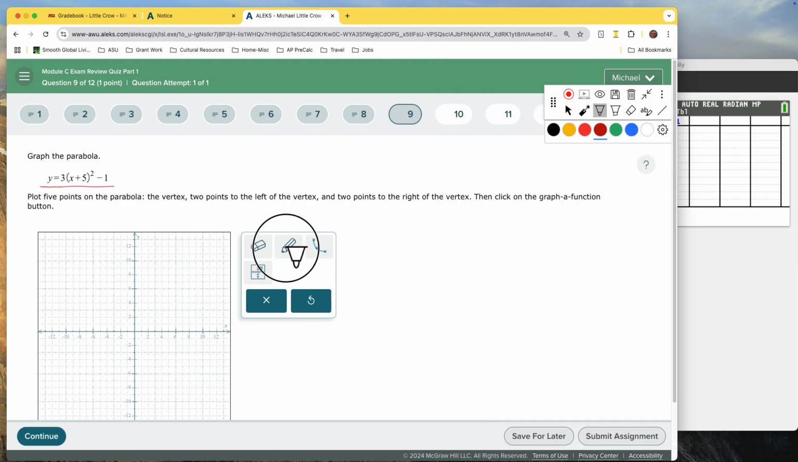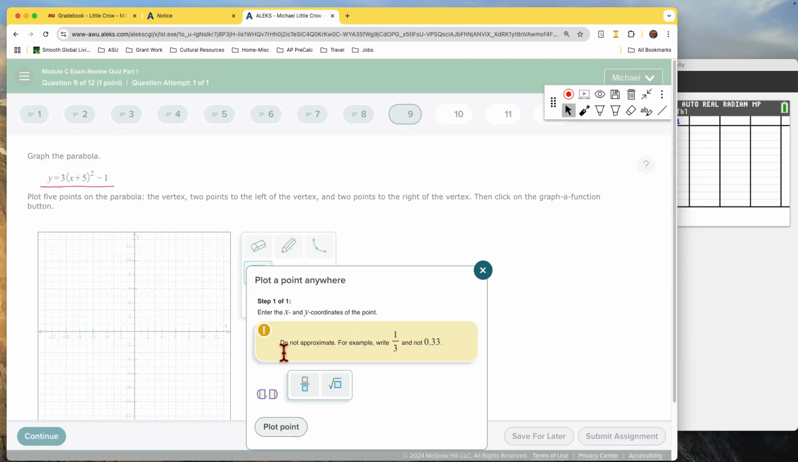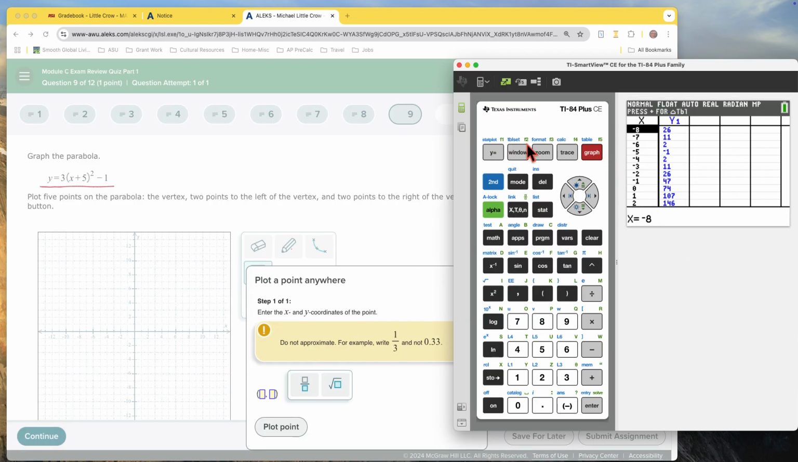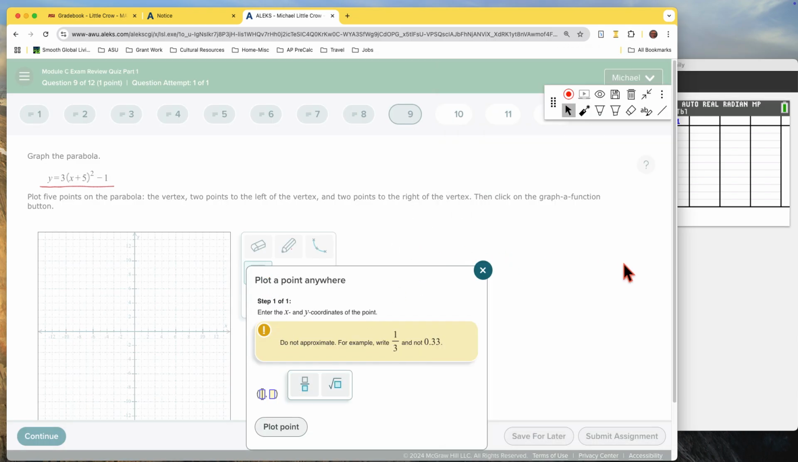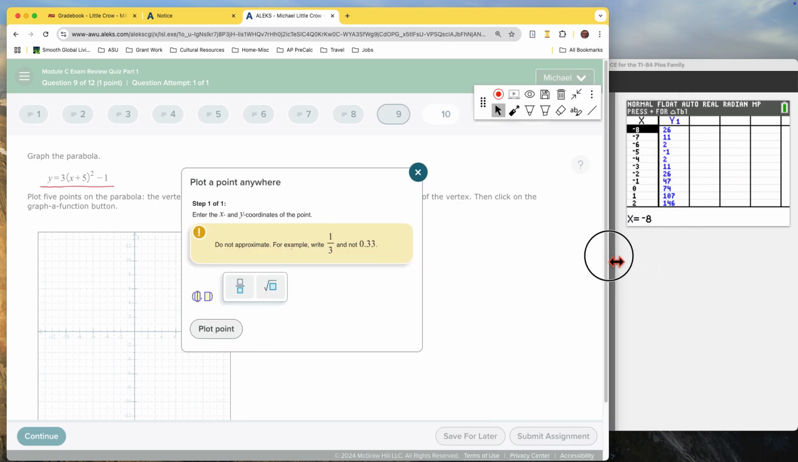You could do it with the pencil and put it on, but I'm going to suggest that we use the points themselves to enter these. Let me move this over so I can see the points at the same time. So I'm going to put in the vertex first. I guess it doesn't really matter what you do, but negative 5 and negative 1. I'm just going to go in the order that they say. So that's my vertex. It looks like it already plotted.